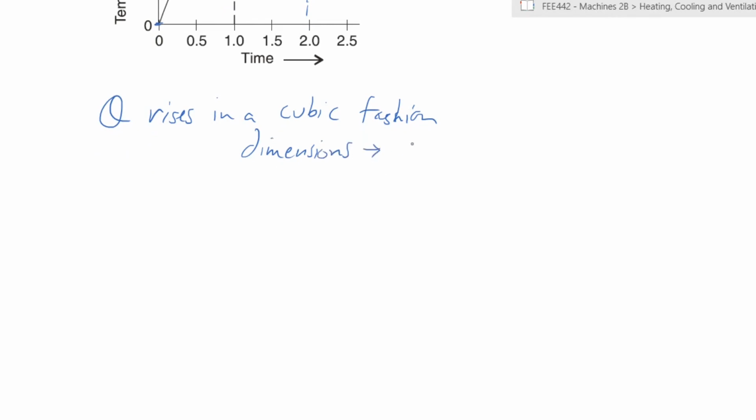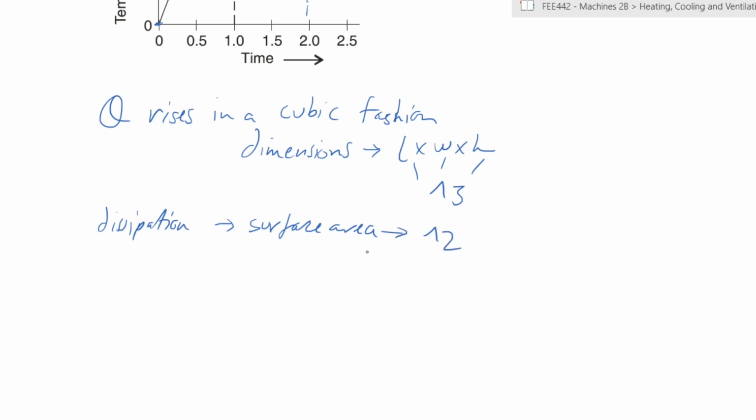What are the dimensions? The dimensions are length, width, and height. That is, you have 3 dimensions. So as you increase the mass of the machine, you notice that you are increasing by powers of 3. However, in terms of dissipation, dissipation is proportional to the surface area, and an area increases in powers of 2. It is a squared relationship. Yeah, the relationship between the two is squared.